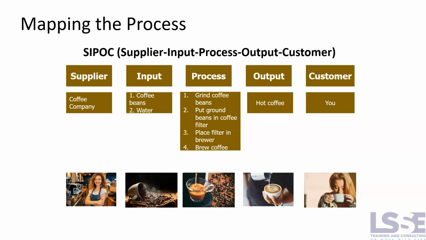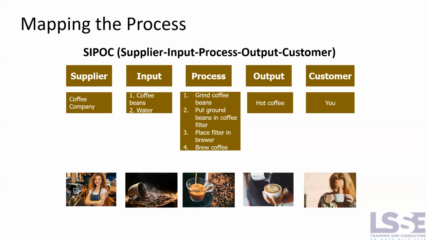The expected output that you would want from the process is hot coffee. And what's the process of building the coffee? It could be grinding the beans, putting the ground beans in the coffee filter, placing the filter in the brewer, and brewing the coffee. So then you would ask yourself, what are the inputs for those processes? What are the materials needed? So it can be coffee beans and water. And once you have the inputs, you ask yourself, who supplies these inputs?